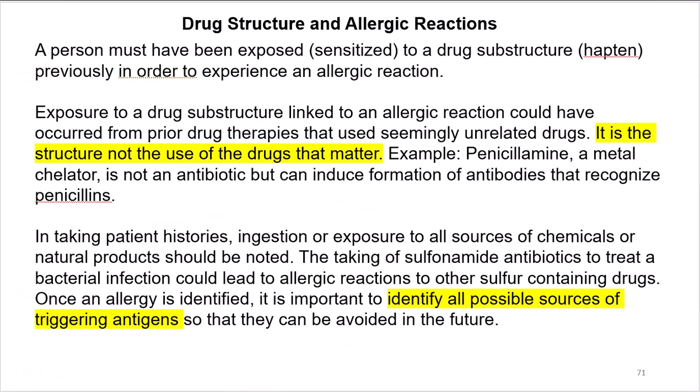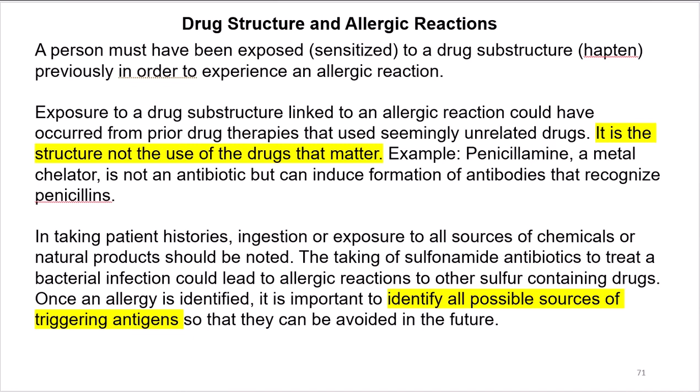So, importantly, these are the final notes. It's important what the structure of the drug is, not the use of the drug. So it's not that people are allergic to sulfonamide antibiotics. They're allergic to the sulfonamide group in those drugs. It's not that they're allergic to all beta-lactams. No, they're allergic to maybe the side chains in those drugs, or some other structural feature. The likelihood that someone's going to be allergic to all beta-lactam antibiotics is very low. Okay, so you have to think.